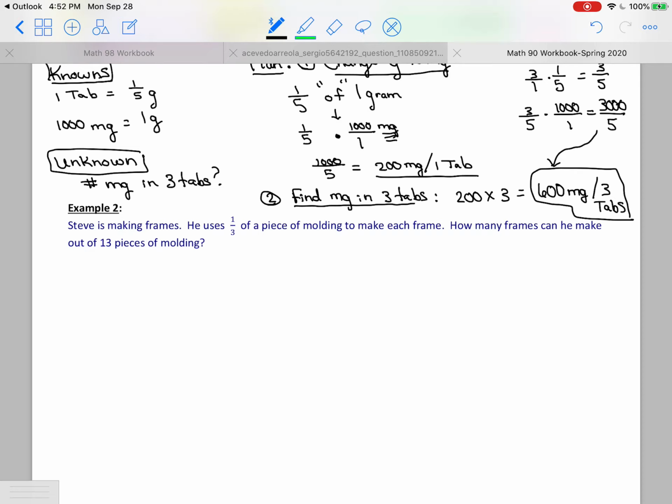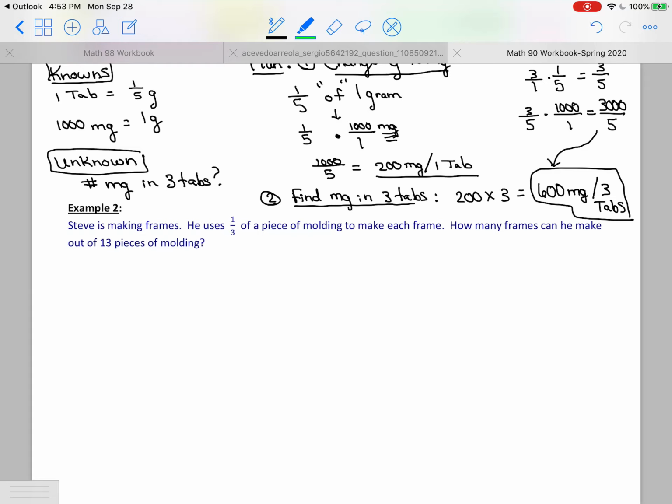All right, let's move on to this example number 2 here. So Steve is making frames. He uses 1/3 of a piece of molding to make each frame. How many frames can he make out of 13 pieces of molding?